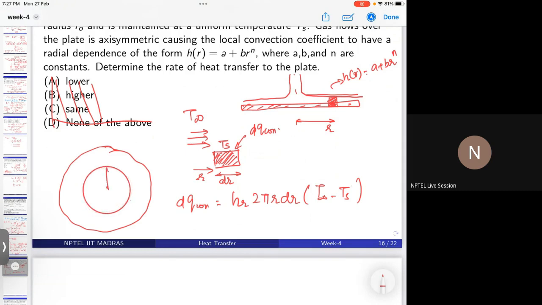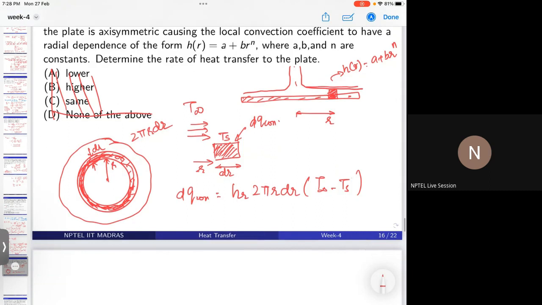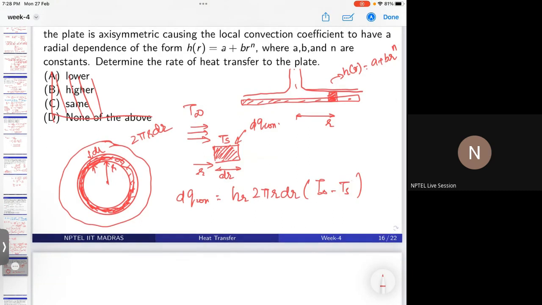This is our elemental strip at a distance r. So this is the dr. This is my elemental strip. If you see from the top, this is dr. So the heat transfer area is how much? This is the heat transfer area, right? Which is 2 pi r dr. I hope you now understood. Yes, sir. So for convection, you should take the heat transfer area.